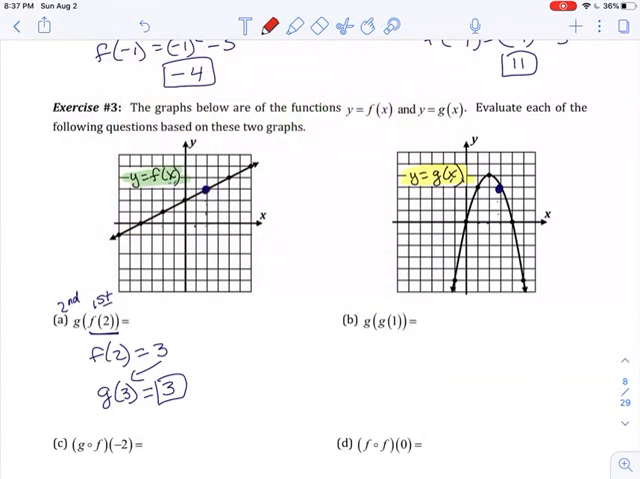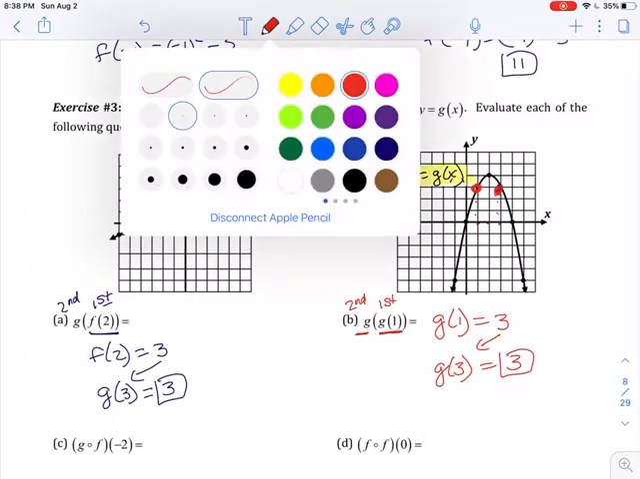Let me change up my color. So for B, I'm going to do g of 1 as my first function, and then whatever answer I get, I'm going to plug into my second function, which is also g. So I'm going to be looking at the graph on the right. So g of 1, go to 1, 1, 2, 3, here's g of 1. g of 1 is equal to 3. That output is going to become my input for my second function, which is also g. Here's my second function. And g of 3, so on my graph, 1, 2, 3, 1, 2, 3. g of 3 also is 3.